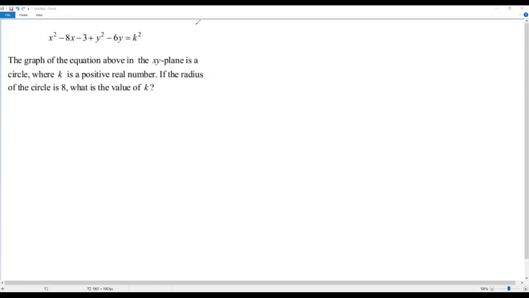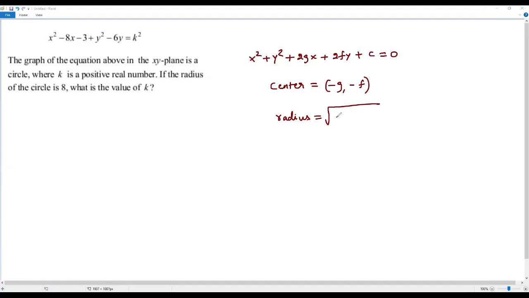Now let me consider the equation of a circle in general form, that is x² + y² + 2gx + 2fy + c = 0. When the equation of a circle is given in general form like this, there is a formula to get the center and radius. The center is (−g, −f). We can get the values of g and f from the coefficients of x and y. And the formula for the radius of the circle is the square root of g² + f² − c.